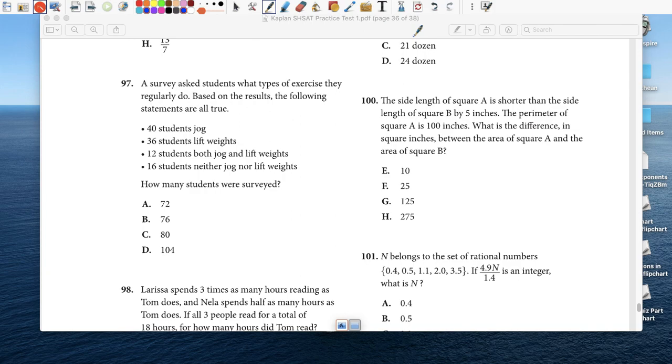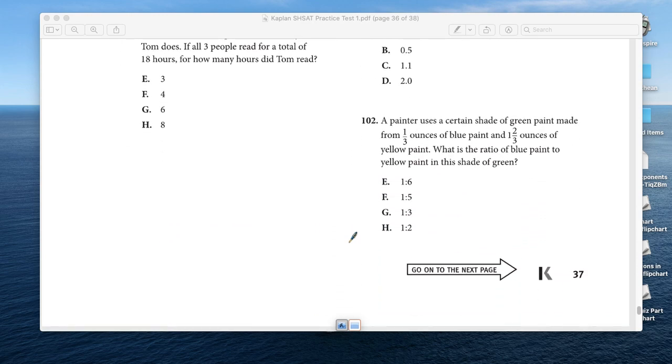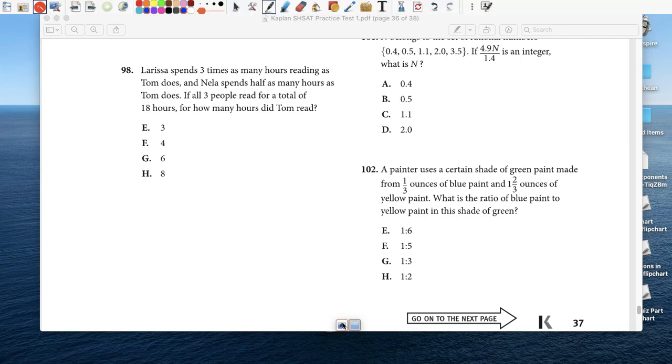What was that? 97? Now we're going to do 98.